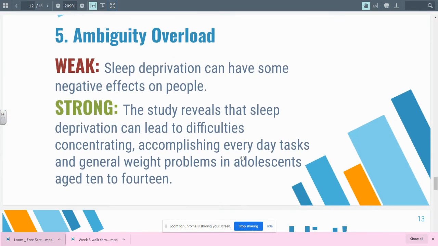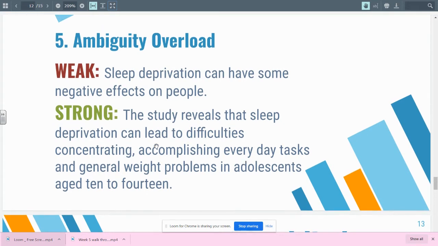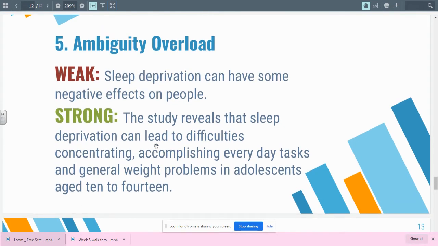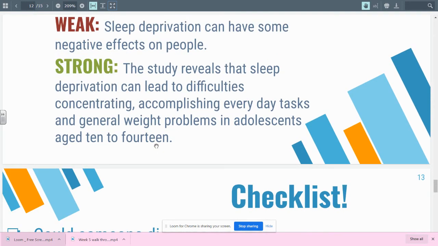All right, same with ambiguity overload. So, sleep deprivation can have some negative effects on people. Yeah, no duh. Okay, that's really vague. What are the negative effects? You need to tell us. So the study reveals that sleep deprivation can lead to difficulties concentrating, accomplishing everyday tasks, and general weight problems in adolescents aged 10 to 14. That's a lot more specific, right? We know that in the first paragraph, they're going to talk about difficulties concentrating, accomplishing every task in the second paragraph, and then weight problems in the third paragraph, okay?